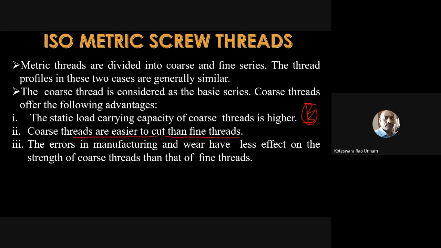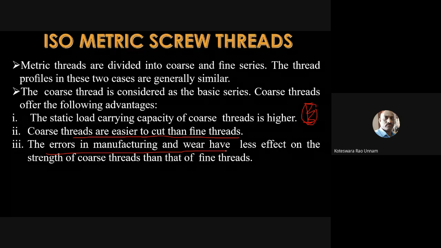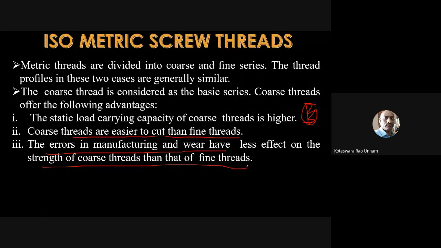Then the last one is that errors in manufacturing and wear have less effect on the strength of coarse threads than that of fine threads. Why? Like I already said, in case of coarse thread, the number of threads for a given length is less. So because there are fewer threads, the wear is also less.